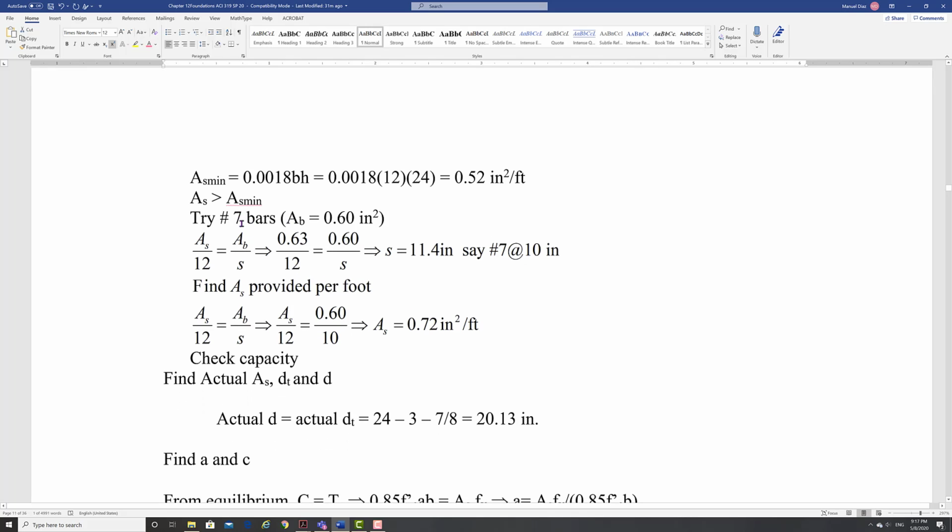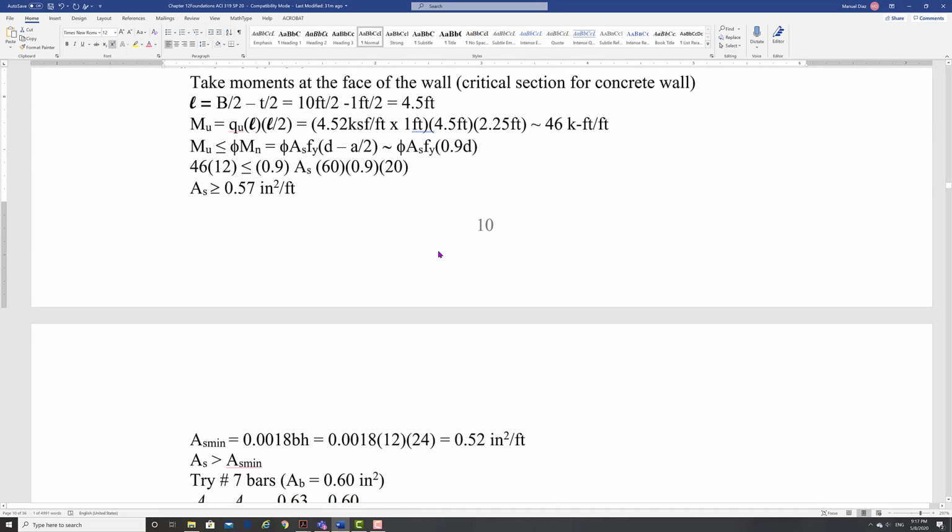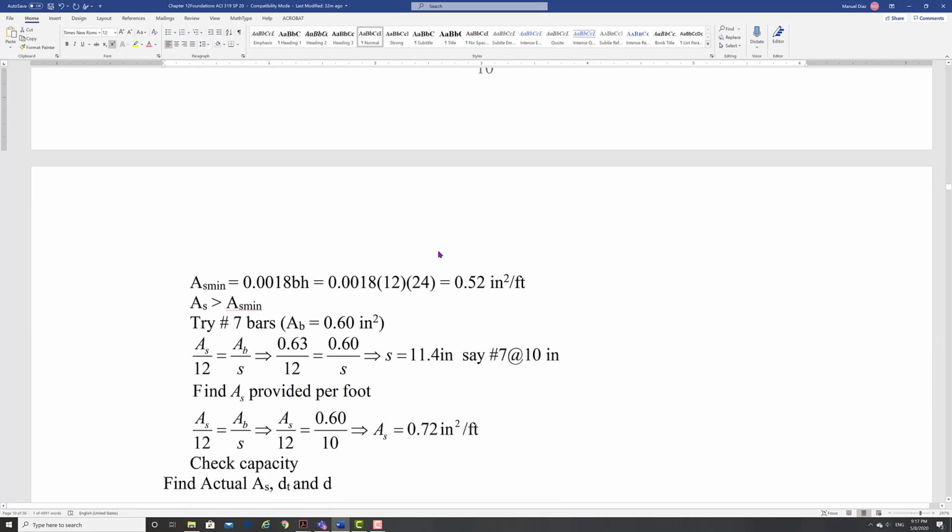Well, we're coming out now with number 7s. That's 0.60. We do the same as in slabs, right? So this is what we need. We're going to find out the values that we're having, right? And so here's the 0.60. We solve it. We get an S of 0.114, right? Something is not right. What is not right?